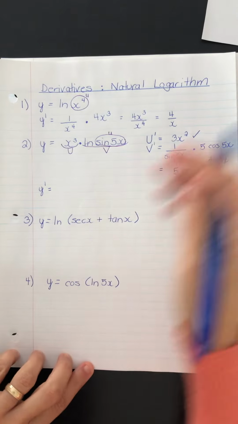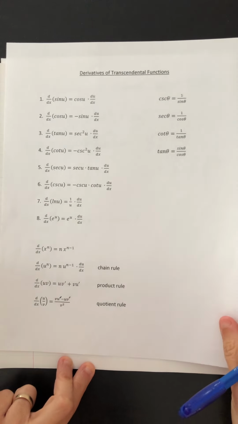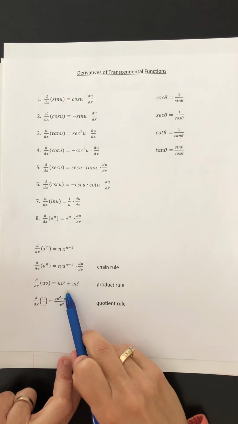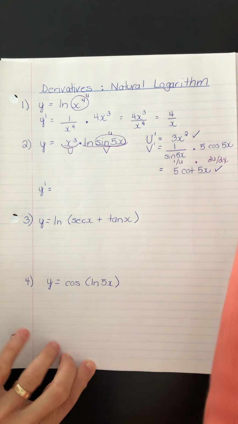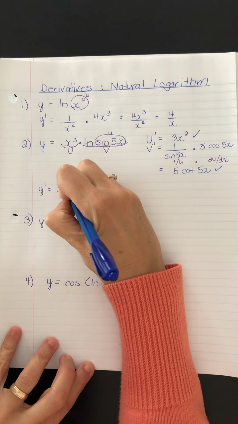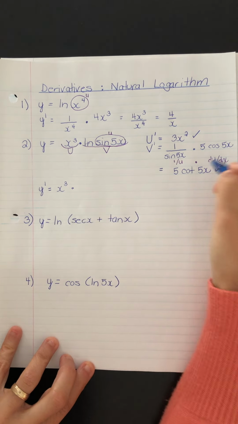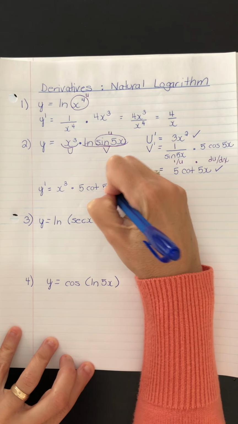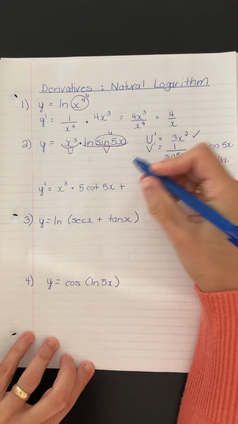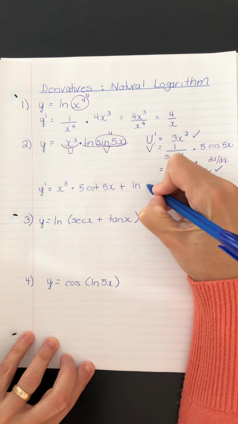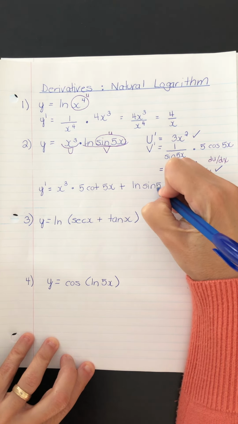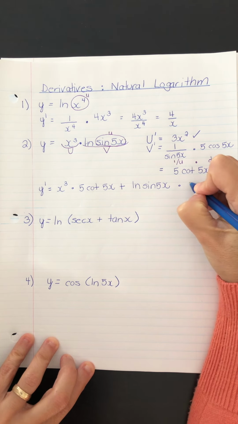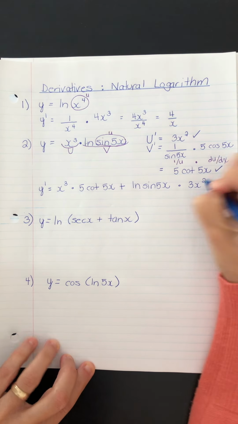Okay, product rule now. And again, if you forget the product rule, you'll find that at the bottom of the formula sheet. So it's u times v prime plus v times u prime. Just like that.